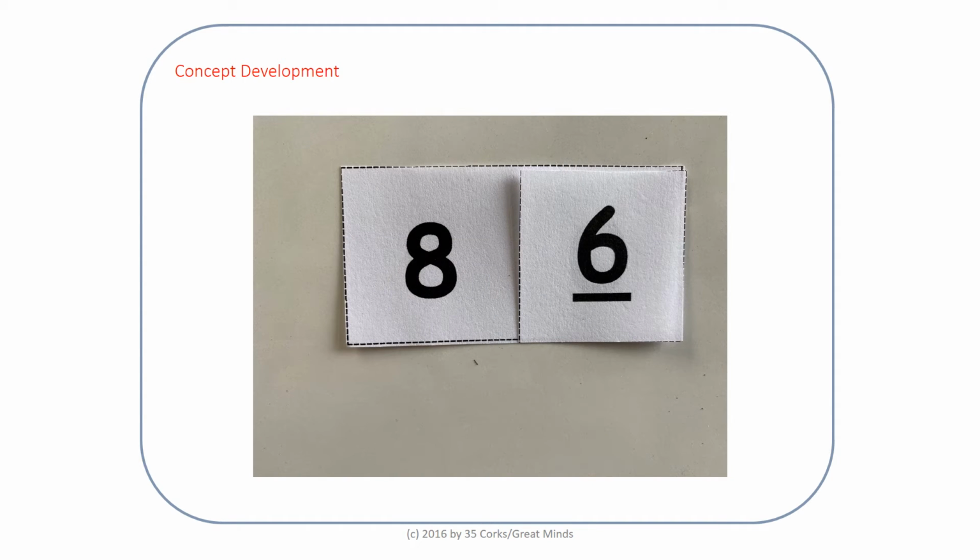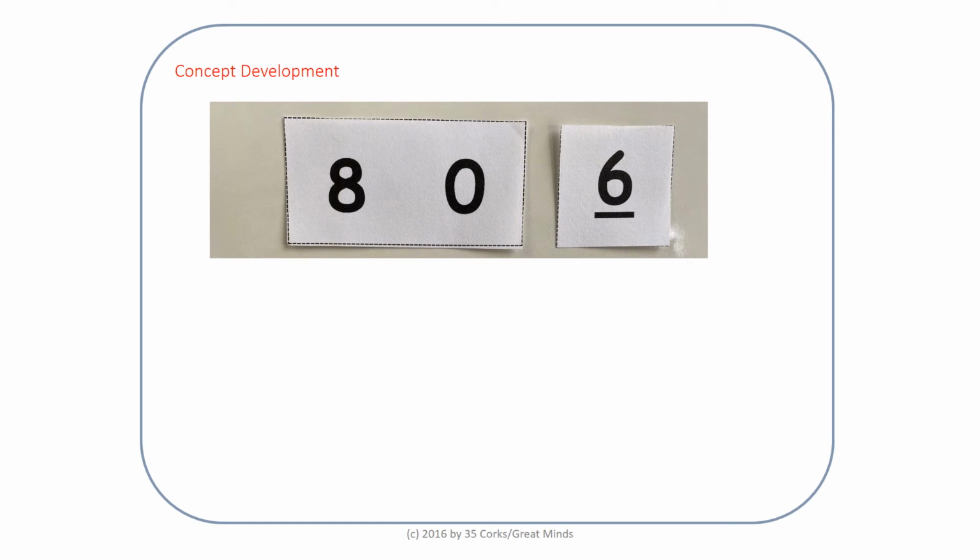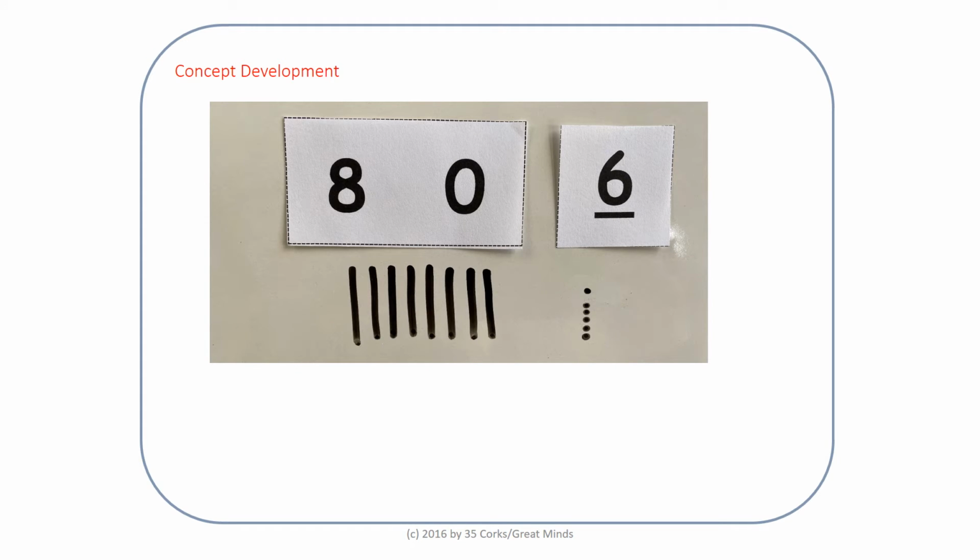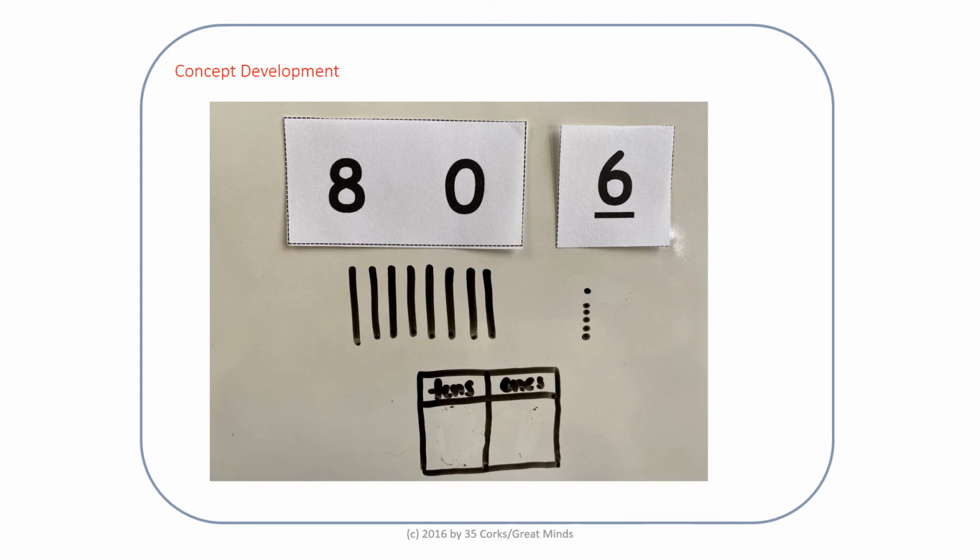What number am I showing here? 86. When I take my cards apart, what are the 2 parts we're going to see in 86? We're going to see 80 and 6. Now I'm going to show you my quick 10 drawings. And now we're going to put it in a place value chart. How many tens are in the number 86?